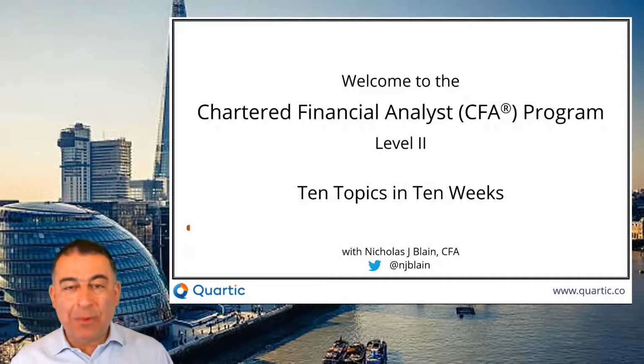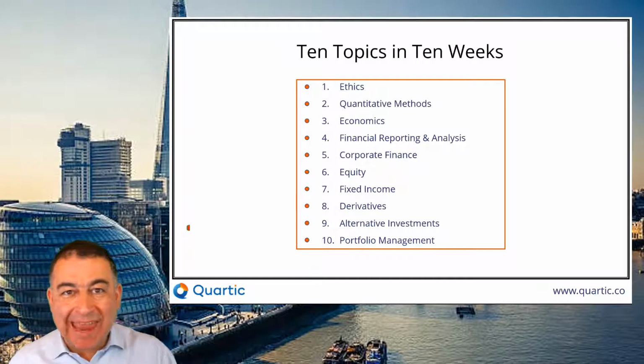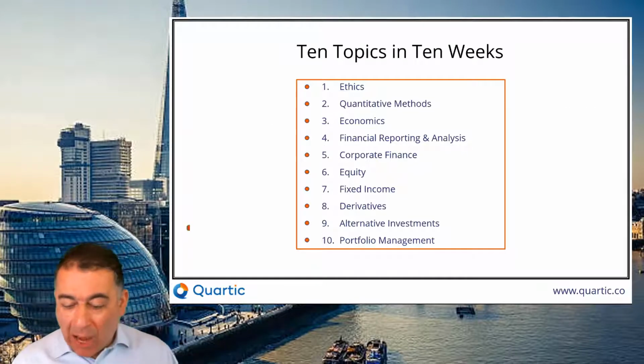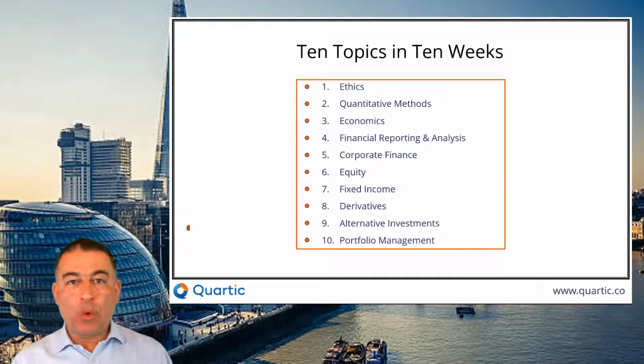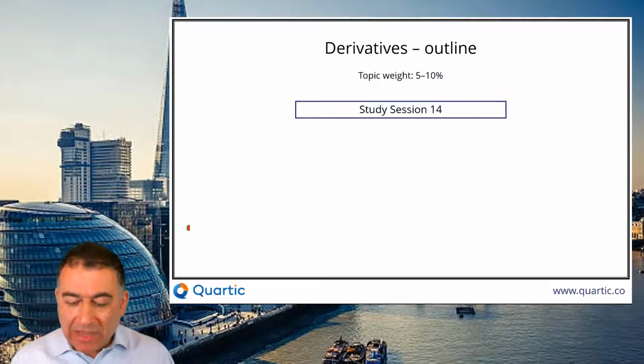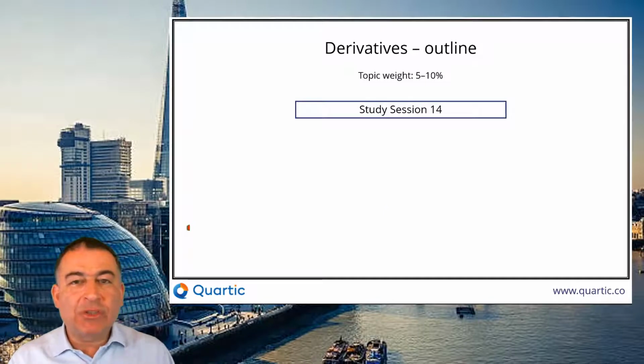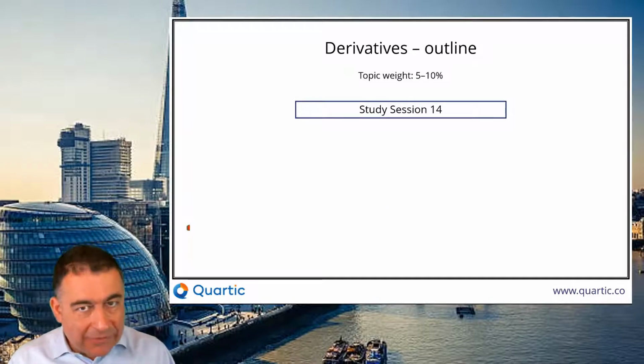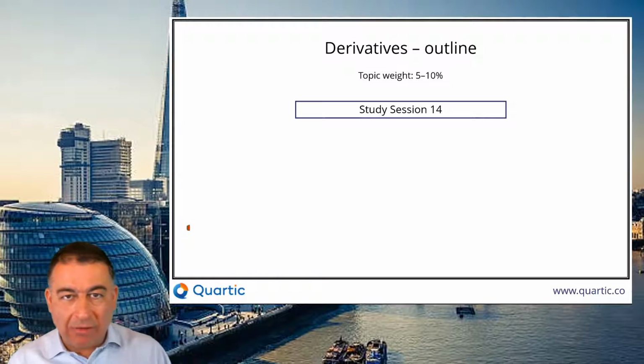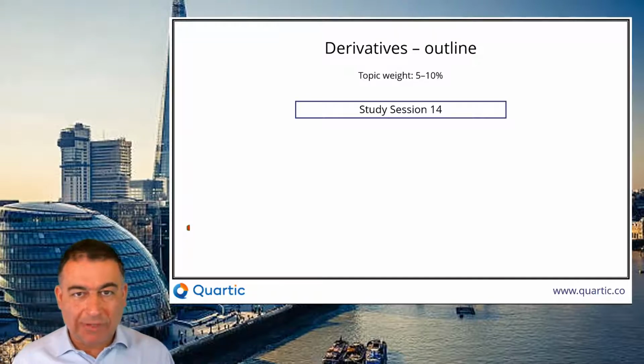We're partway through our asset valuation. We're doing 10 topics in 10 weeks. We have covered equity and fixed income on the asset valuation. We're now going to look at derivatives. Derivatives, we have just 2 readings. It's 5 to 10%, so a smaller topic area, 6 to 12 questions in your exam.